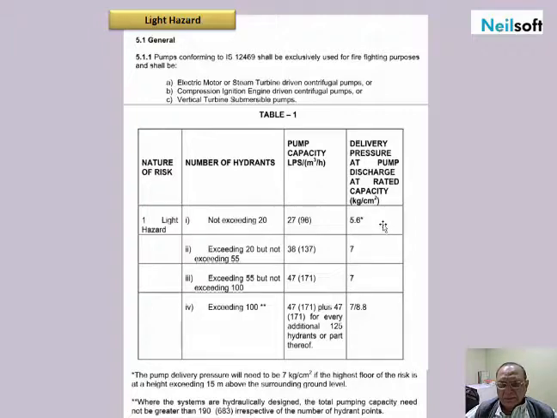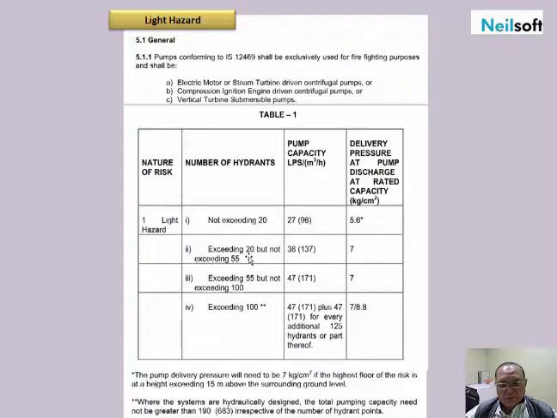5.6 kg per centimeter square, or say 5.6 bar, 7 bar, 7 bar. See, light hazard, when you say not exceeding 20, it means the total number of hydrants in the project, including the internal hydrants. When it is not exceeding 20 numbers, this is the minimum pump flow required, and its pressure should be 5.6 bar.